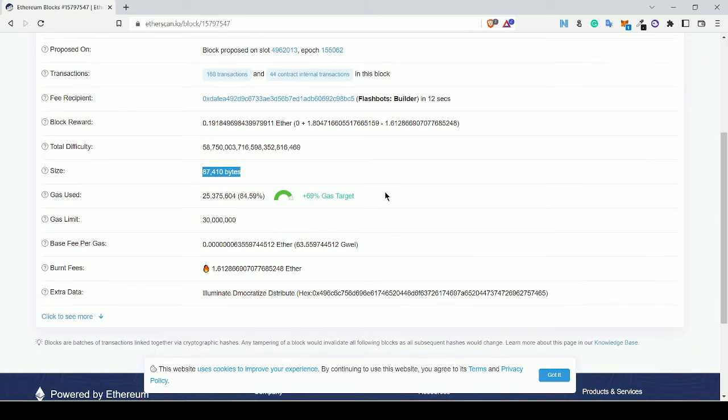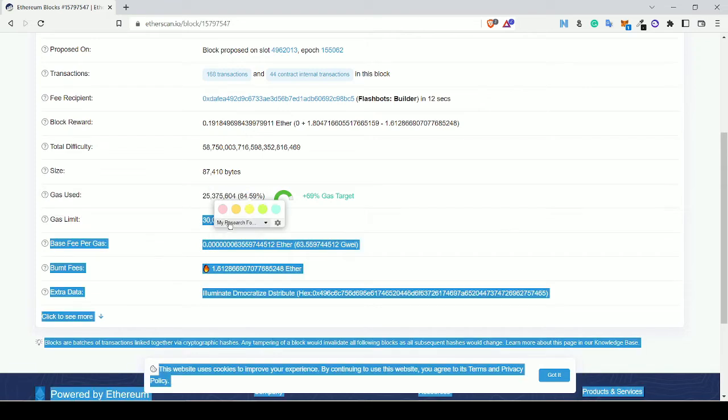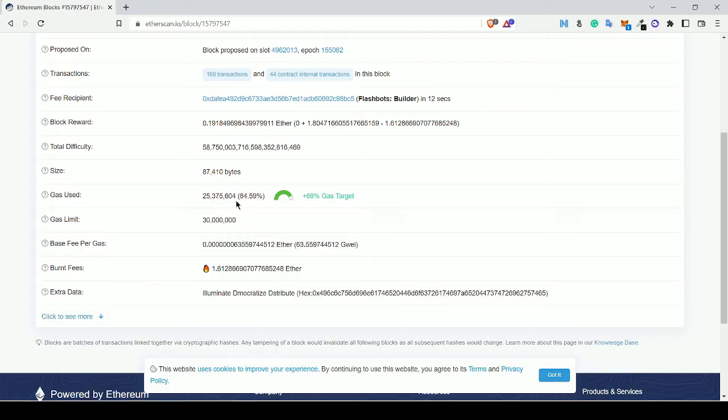So we have discussed gas, right? You can clearly see how gas is actually involved in the blockchain. And this is the gas limit. This is the total amount of gas that is used, and this is the gas limit set by the sender, right? You can clearly see that only 84.59% of this Ethereum gas limit is used. So the rest, around 16% of the gas, will be refunded back to the sender. Okay, now this is the base fee per gas.